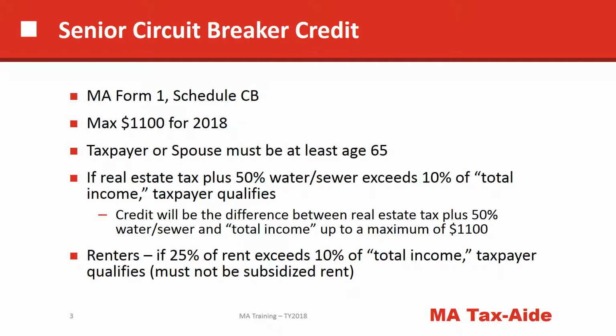Now renters: if 25% of their rent for the year exceeds the 10%, then they will qualify. However, it's very important: they can't have any subsidized rent. Even small, slightly subsidized rent disqualifies them. Now they still are entitled to the Massachusetts deduction for rent, so make sure that you still give them that deduction. However, they're not entitled to the circuit breaker if they have any subsidized rent whatsoever.